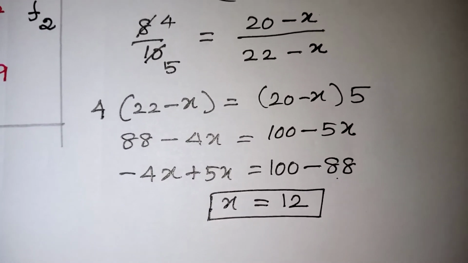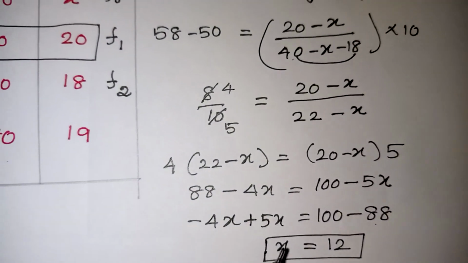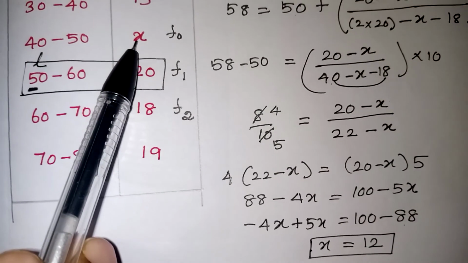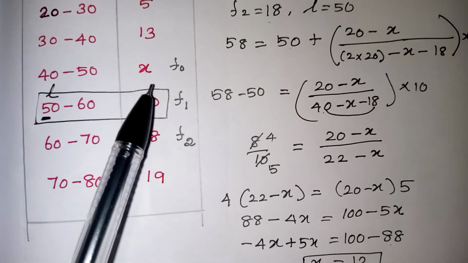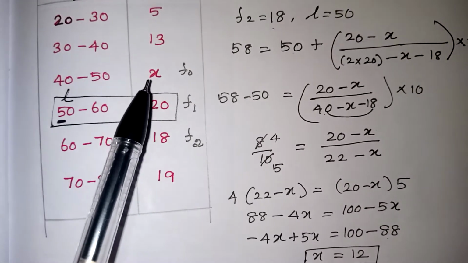By looking at the table you can check your answer. My x value is 12 we are getting. This should be smaller than the F1 value. So we are getting 12 only. So your answer is correct.